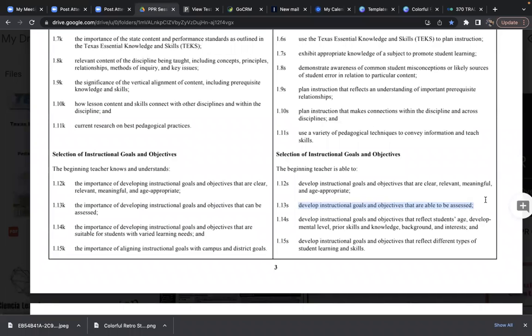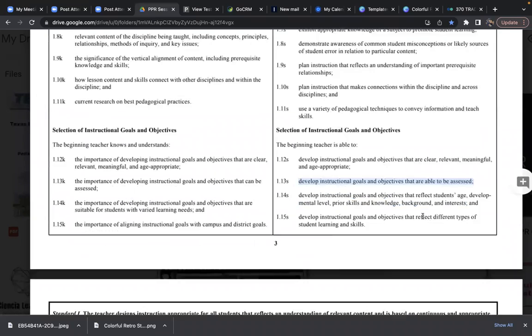We measure things so that we can see where they are in progress. And the TEKS are what the students need to learn in your classroom before they leave. They're required by law to learn that, and you are required by law to help them learn those knowledge and skills. So when we create our lessons, we develop these goals and objectives, all the while assessing them to see, do they have this mastery? Are they able to go to the next level?